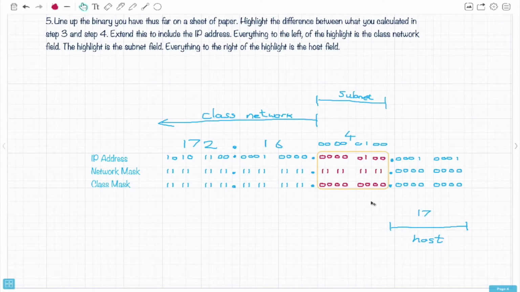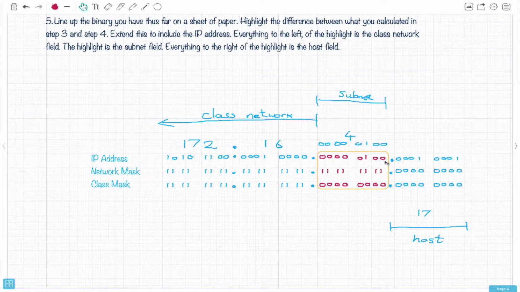Now what I've done is I've written the number from the subnet field above. It can be quite confusing why I've done this and it seems a bit pointless, but what you do is you write down the number that's highlighted in red, and any leftover bits that are in the host field, you pad out with a 0.